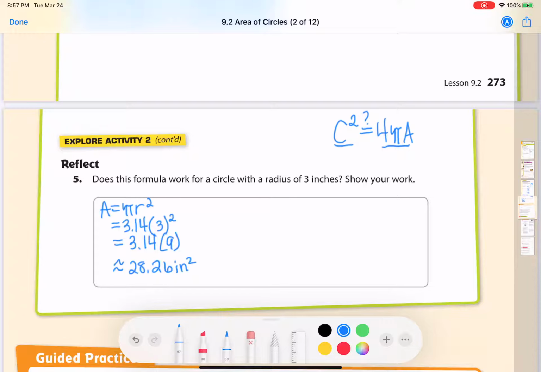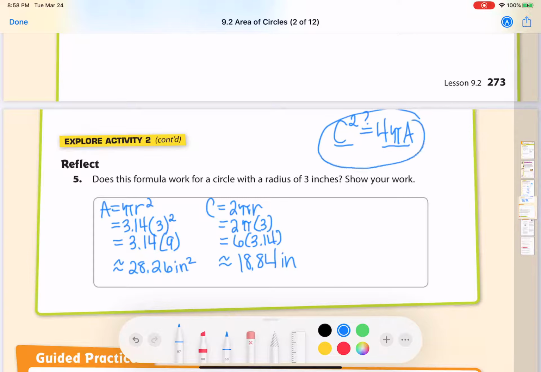Now we also have to find their circumference. Circumference equals 2 pi r. We're going to substitute our values. We have 2 times pi times our radius. So 2 times 3 is 6 times your 3.14, which is about 18.84 inches. So now we want to take this equation and substitute these two values that we just found into it.